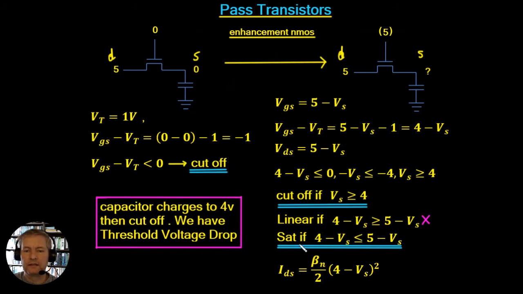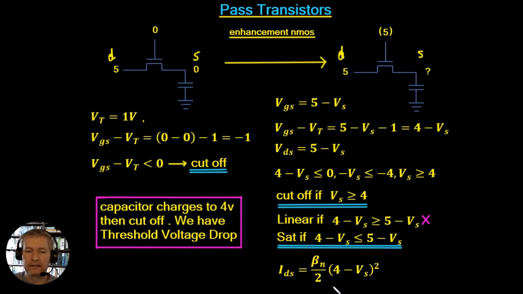So then we can check and say, is it in the saturation region? Well, it's in the saturation region if 4 minus VS is less than or equal to 5 minus VS, and that's more like it. Put a value in for VS, say 1, so 4 minus 1 is 3, and 3 is less than 5 minus 1, which is 4. So that's possible, it could be in the saturation region. So the device is actually in the saturation region, and this is the saturation current that's going to flow: beta n upon 2 times (4 minus Vs) all squared. This is just the saturation current equation we've seen in a previous video.